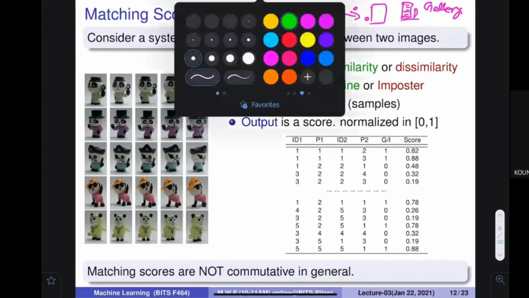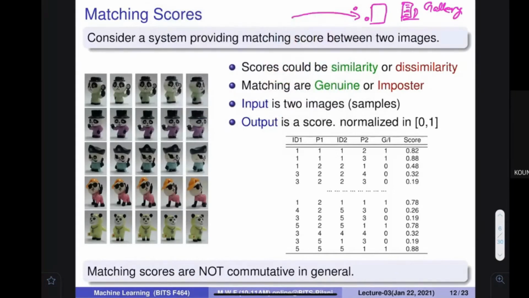So here, what is the basic part of this particular system? The basic part is finding out the matching score. If two images or two samples are given to you, you want to find out what the matching score is between the two images. So let's assume that you have an image A1, image A2, and you want to find out what the matching score is between these two images.